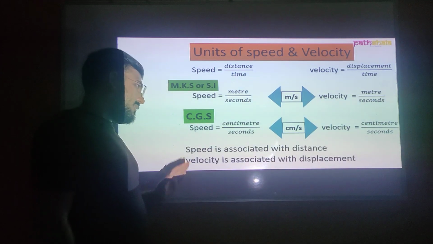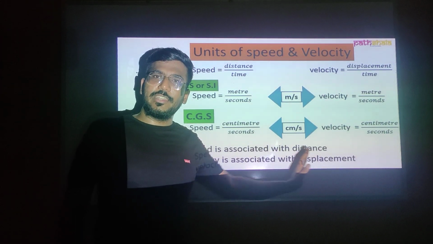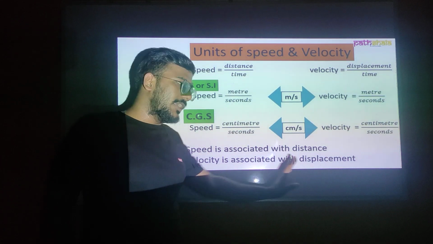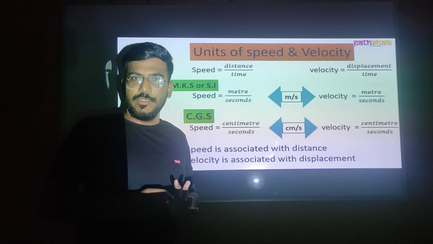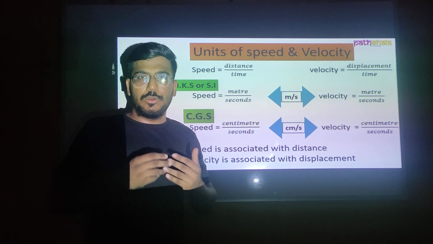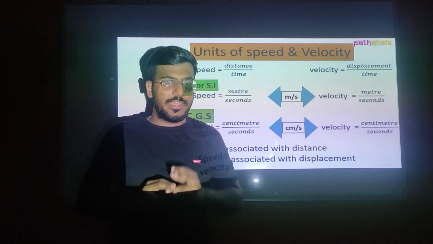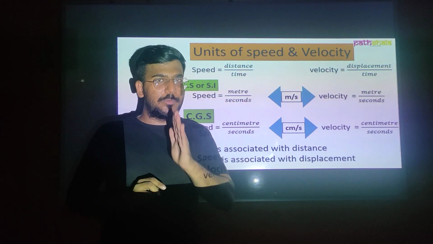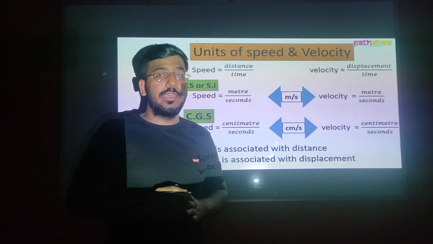Now speed is associated or related with the distance. Speed distance को relate करता है, and velocity displacement से related है. Fine. So speed and velocity, this was about the top concept, and also about the unit. Unit में क्या देखा हम लोग ने? The unit of the speed and velocity are same, that is meter per second in case of SI, या फिर centimeter per second in case of CGS.